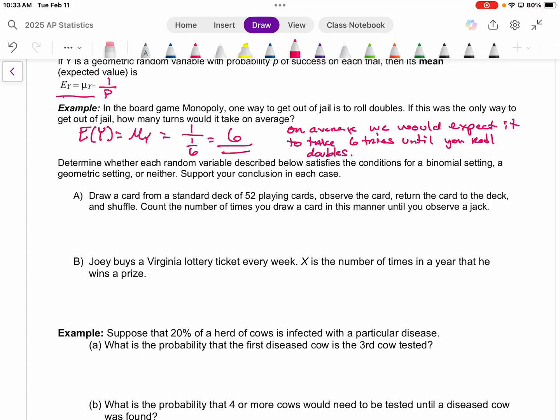Okay, determine whether each of the random variables described below satisfy the conditions for binomial, geometric, or neither. So all of them are accountable for it. Support your case in each case. So first off, draw a card from a standard deck of 52. Observe the card. Return it to the deck. So I'm thinking independent. Sweet. And shuffle. Count the number of times you draw a card in this manner until you observe a jack.